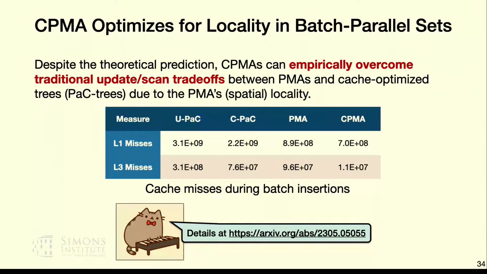So let's wrap this up. Despite this theoretical prediction that PMAs are worse than B-trees or cache-friendly trees, CPMA empirically can overcome this trade-off by doing locality-based optimizations. This is again a cache miss table similar to the one I was showing earlier. This is L1 and L3. This is UPAC, which is uncompressed, CPAC, which is compressed, PMA and CPMA, this is uncompressed, this is compressed. The interesting comparisons are like this and this. PMA has more cache misses than CPMA, and both of them have fewer cache misses than even the compressed tree, because it is contiguous, so it gets to do really fast scans. You can find the details here.